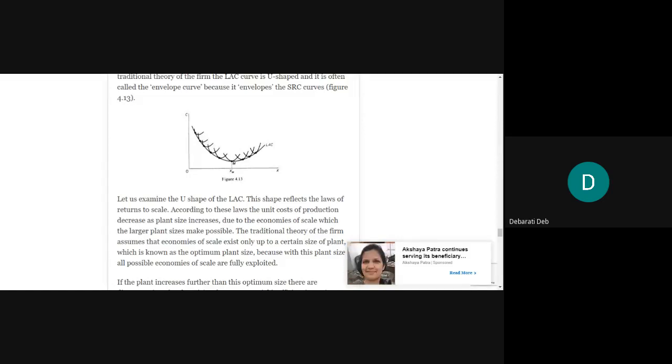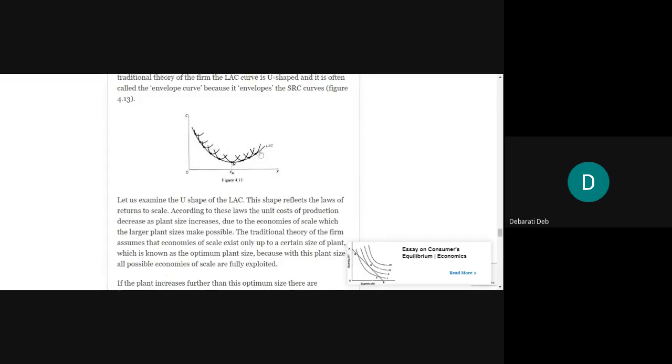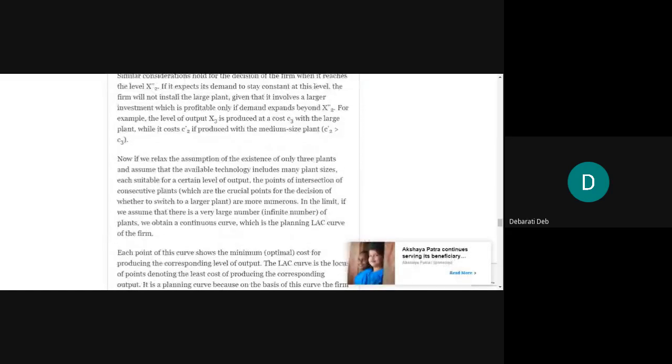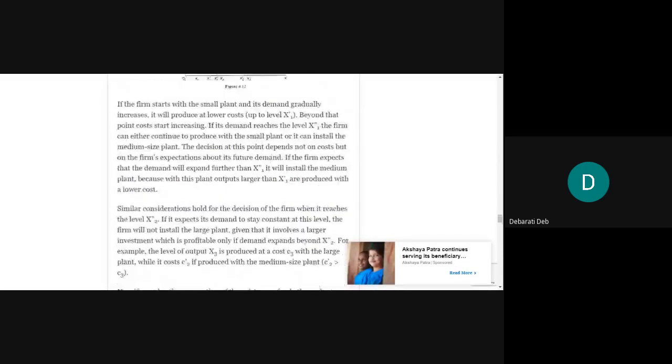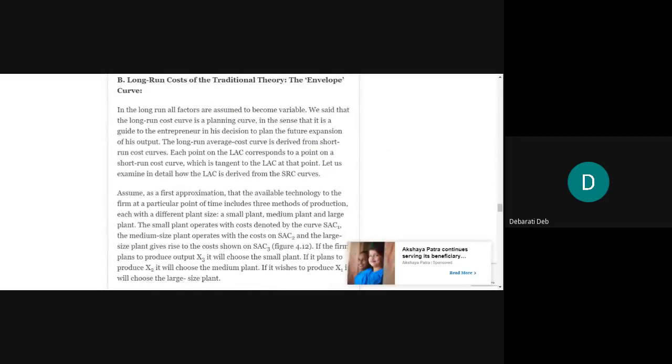Am I audible to everyone? I don't know. So if you draw small short run curves, then each of the points on the long run average cost curve will be a tangent to those short run curves. Now let us study in detail, and gradually we will move on to the long run average cost curve.